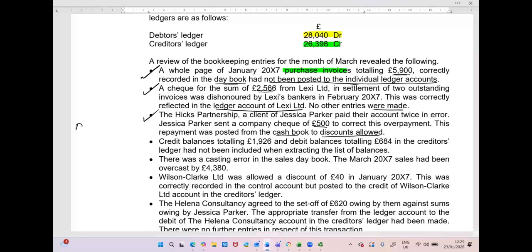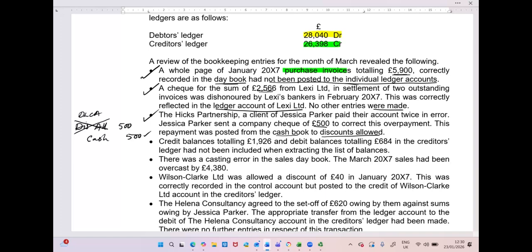The double entry for the discount allowed is discount allowed debit by £500, and cash is credit. And that is wrong. It is not discount allowed. It should be recorded in the debtor ledger control account on the debit side, and the payment has gone out. So the cash is okay. So we'll leave the cash as it is. All we have to do is replace this by debtor ledger control account.